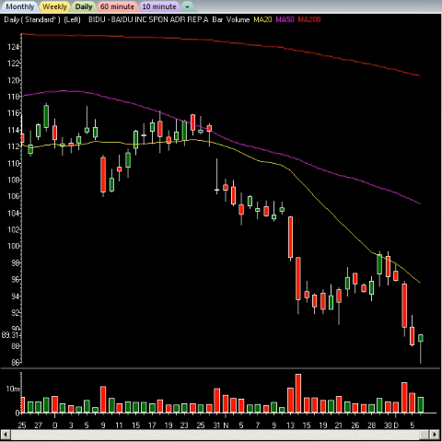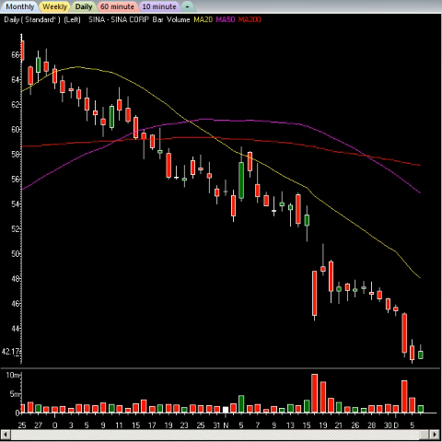Now, interestingly enough, Baidu has a bottoming tail on the chart now. That actually looks pretty good. Chinese stocks are doing very, very well. Sina pushing up a little bit here, up 68 cents. A little bit of a bounce there.